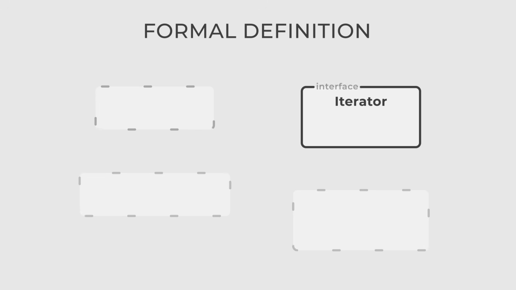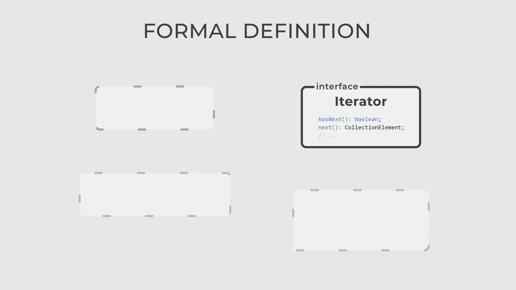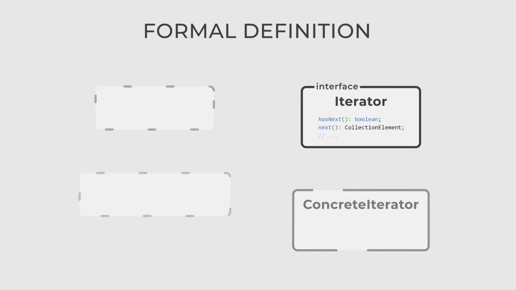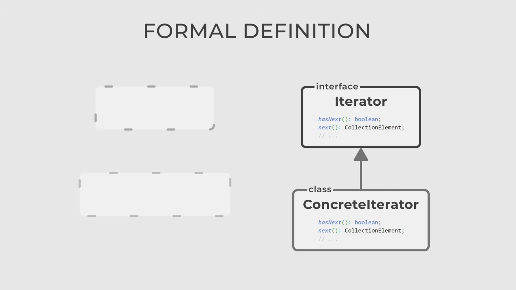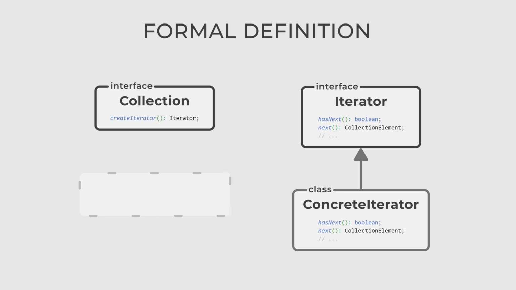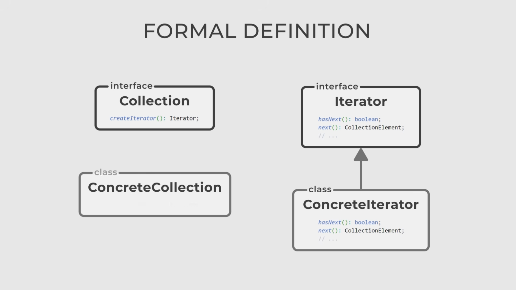The first one, Iterator, is an interface that defines the methods for traversing a collection, including operations like next and hasNext. Concrete Iterator is a class that implements the iterator interface and provides the actual traversal logic for a specific collection. Then, we have the collection, an interface that defines methods for creating an iterator. And lastly, Concrete Collection is a class that implements the collection interface, providing the actual collection of elements and creating an appropriate iterator.